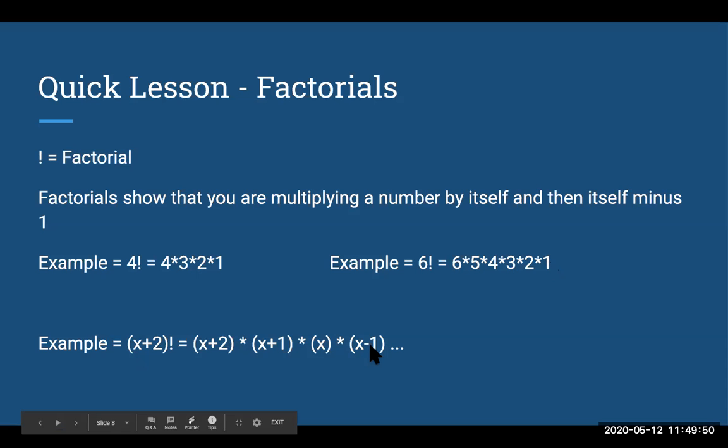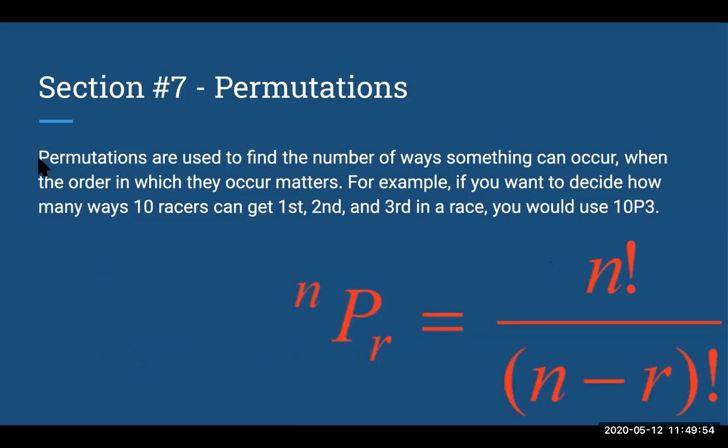Now that factorials are taken care of, we can talk about permutations, which are used to find the number of ways something can occur when the order matters. For example, if you want to decide how many ways 10 racers can get first, second, or third, you would use 10P3, which stands for permutation, where 10 displays the number of racers and 3 displays the number of positions there are. The formula for this is n factorial over (n minus r) factorial.